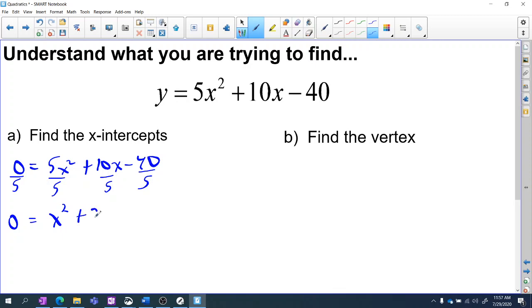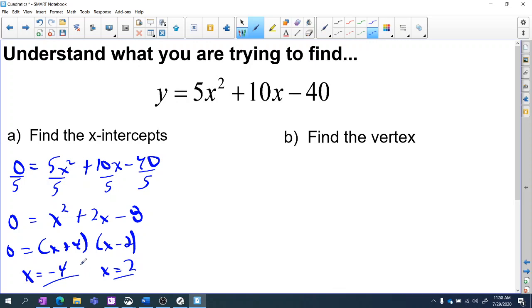Now this is x squared plus 2x take away 8. I want to multiply to get negative 8, add to give 2, 4 and negative 2. So positive 4 and subtract 2. Two possible answers then would be negative 4, and this bracket would be a 2.